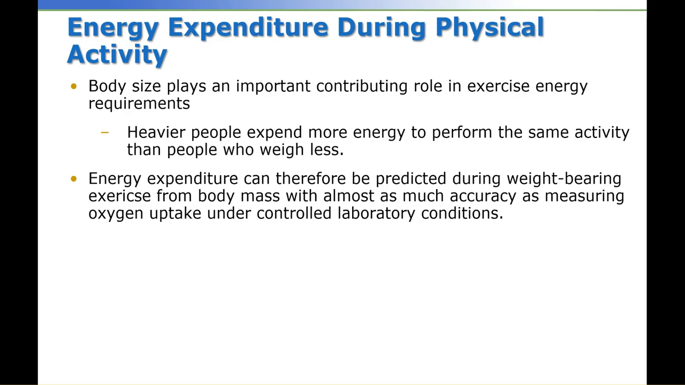Energy expenditure during physical activity. Body size plays an important contributing role in exercise energy requirements. Heavier people expend more energy. It makes sense because they're moving more mass. So they expend more energy to perform the same activity than people who weigh less. Energy expenditure can therefore be predicted during weight-bearing exercise from body mass with almost as much accuracy as measuring oxygen uptake under controlled laboratory conditions.